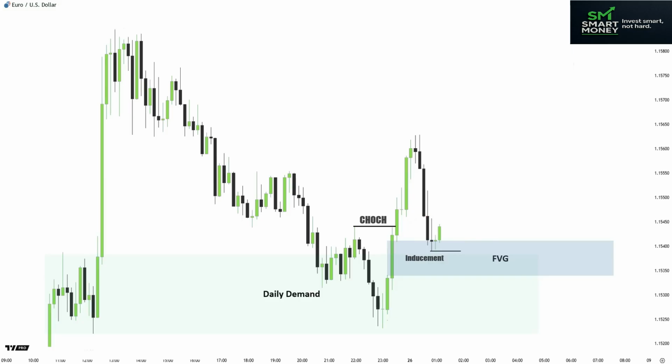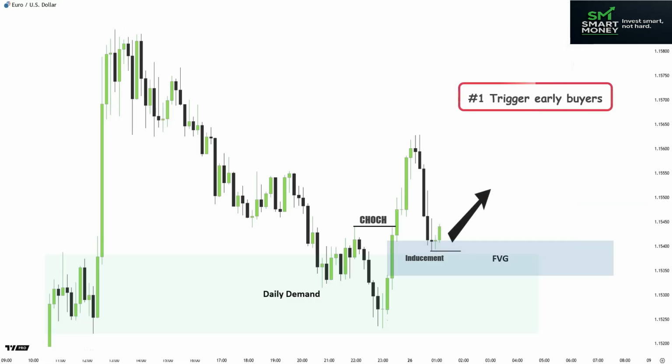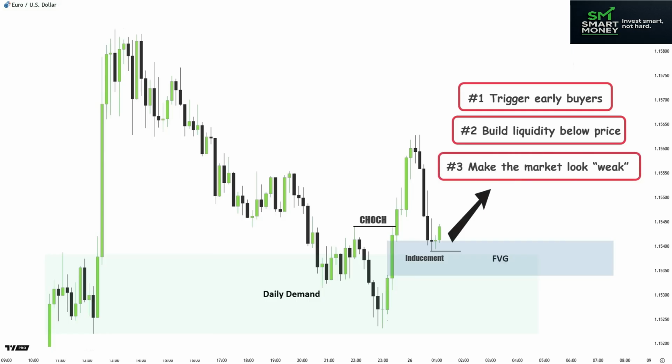That minor low makes premature buyers believe that the price has already mitigated the 1-hour FVG, and that the reversal has begun. And because they fear missing the move, they enter early and place their stop loss right below that micro low, creating a clean pool of sell-side liquidity. But this is exactly what smart money wants. Smart money uses this inducement to trigger early buyers, build liquidity below price, make the market look weak, and trap retail sellers who place sell stops under the micro low.